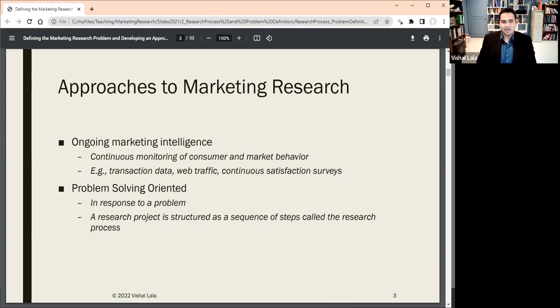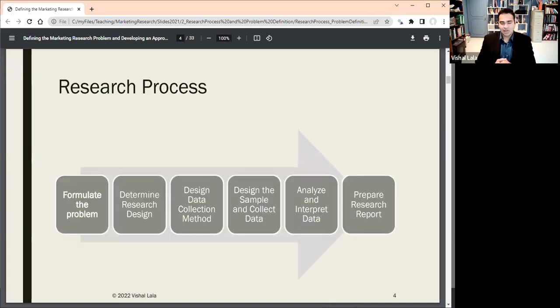On the other hand, there is a more traditional view of marketing research that looks at a problem-solving orientation. According to this view, marketing research is only conducted in response to and identifying a problem. It follows a research project approach where the project is structured into a sequence of steps called the research process. And here's what it looks like.